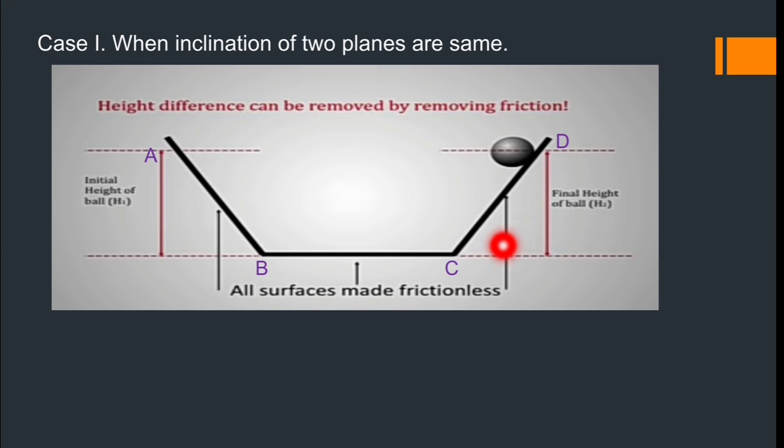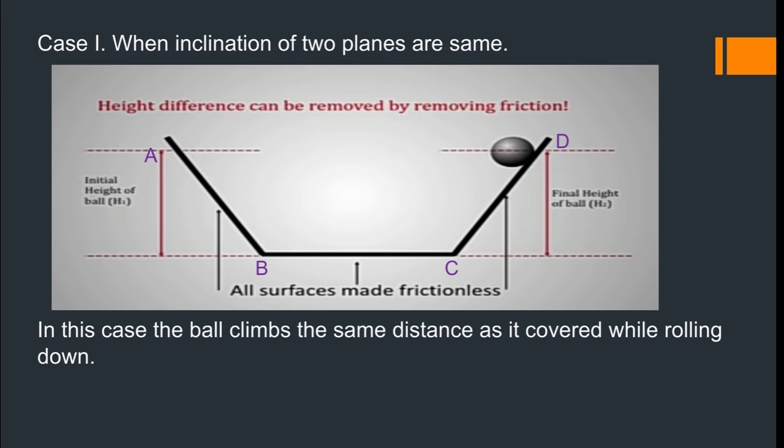Now again what he observed was that when the ball is left at a height h1 from the plane AB, then while climbing on the plane CD, it covers the same distance as it covered while rolling down in order to attain the same height from which it is left. So we can say that the distance AB is equal to the distance CD in this case, when the inclinations of the two planes are the same. Hence we can write that in this case the ball climbs the same distance as it covered while rolling down.